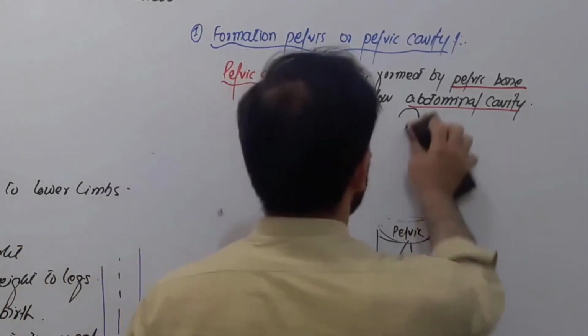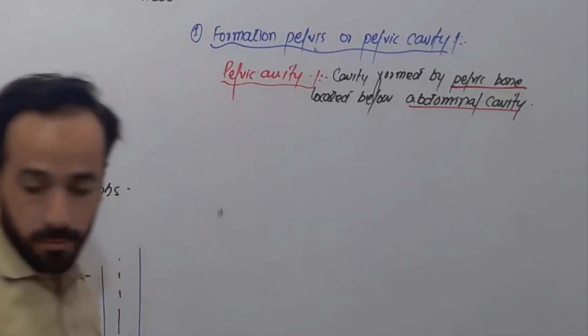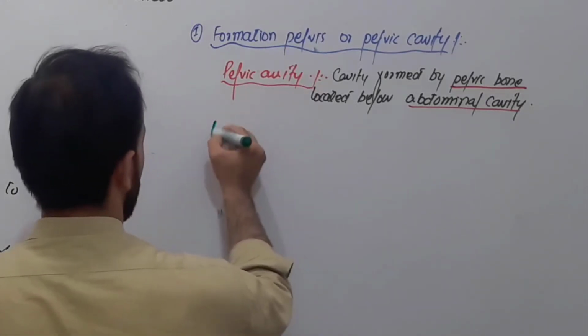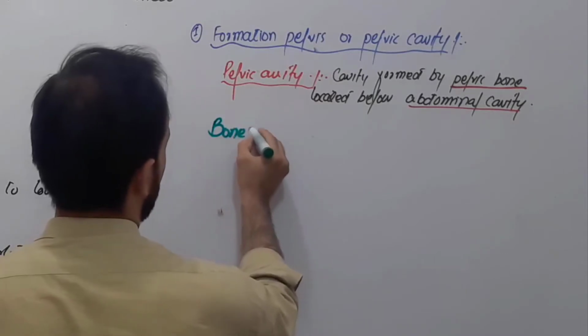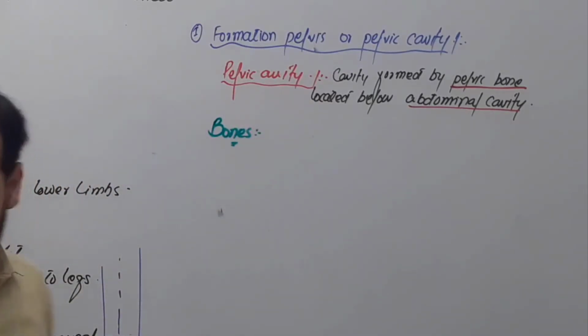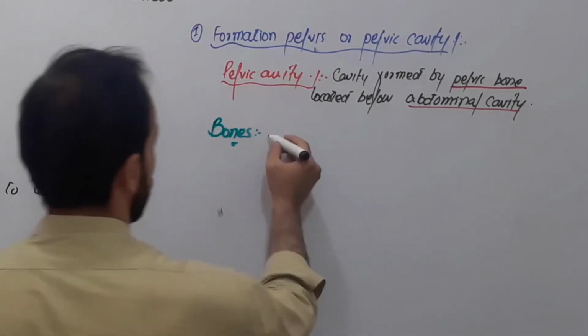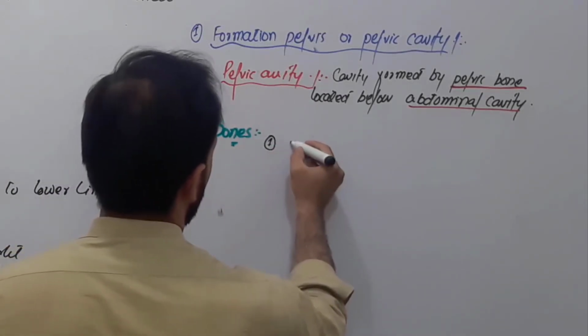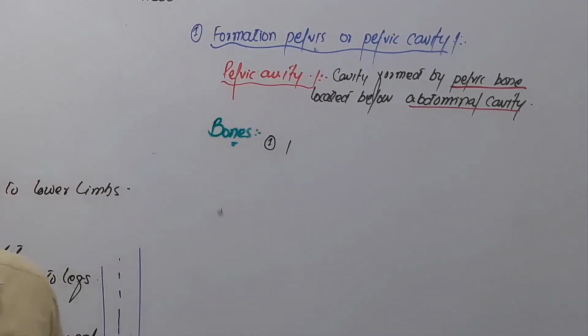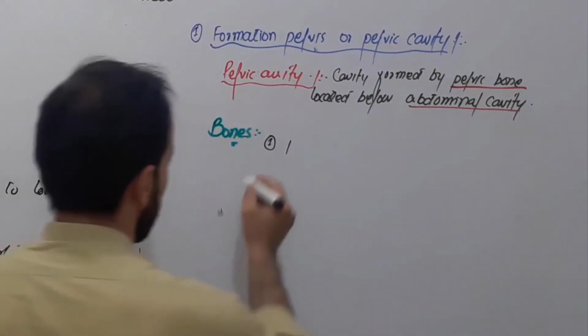Now the pelvic cavity is formed by what? It is formed by bones. Yeah, the pelvic cavity is formed by bones. And what are those bones? Look carefully, and we have them here. Number one, we have the pelvic bones, or the hip bones. These are made up of bones.